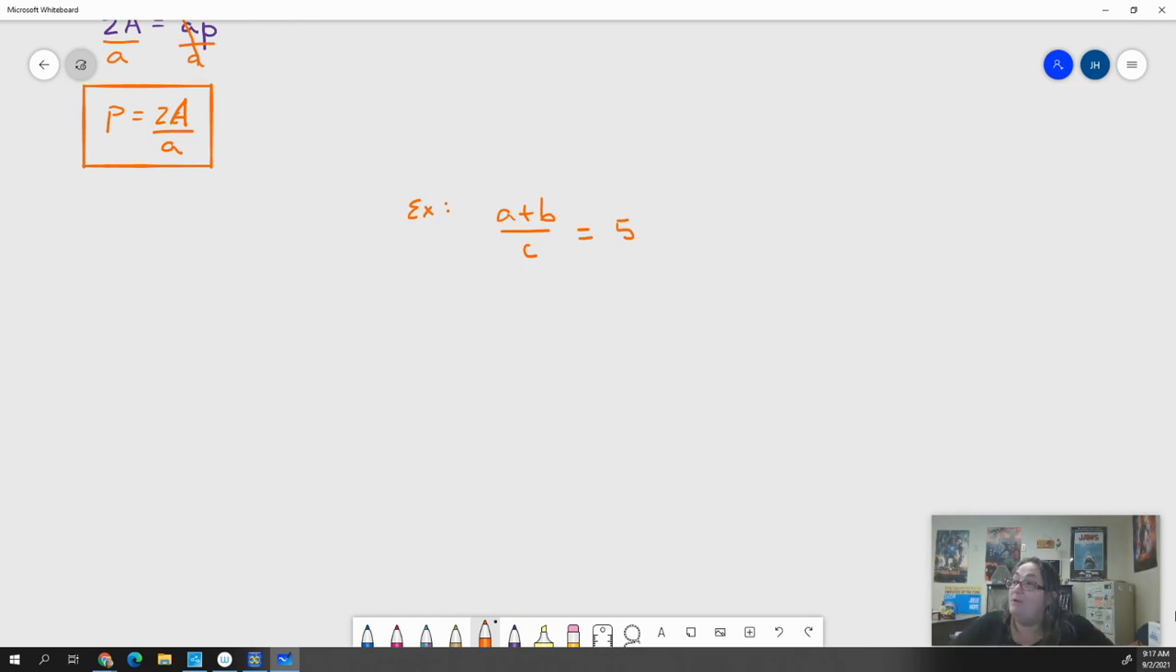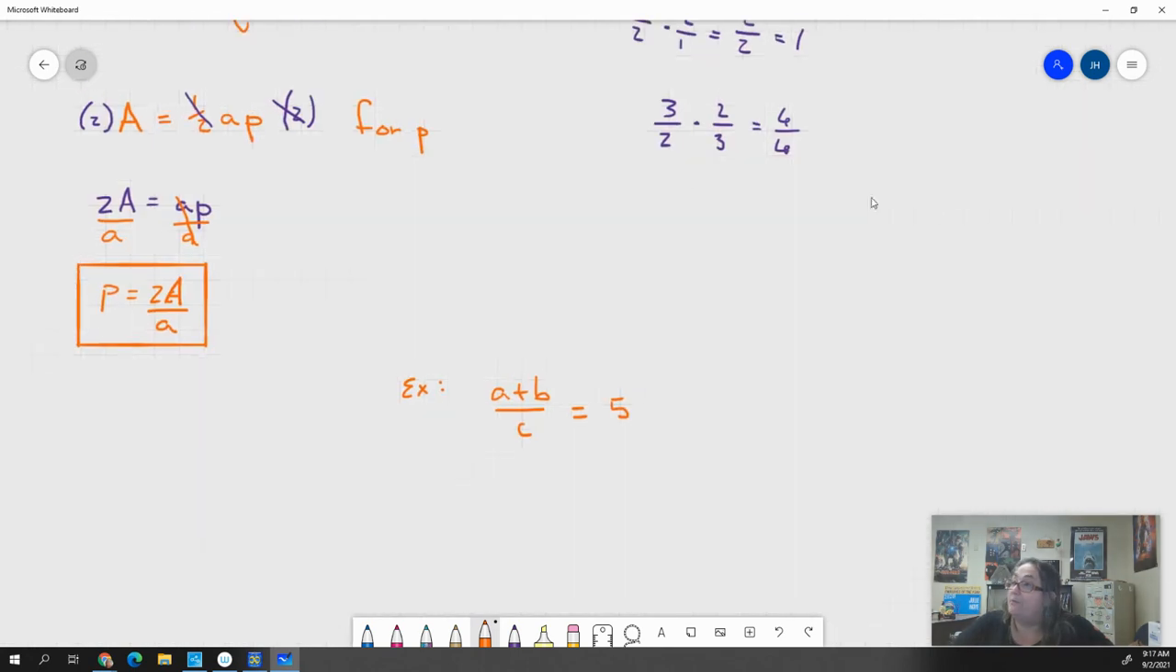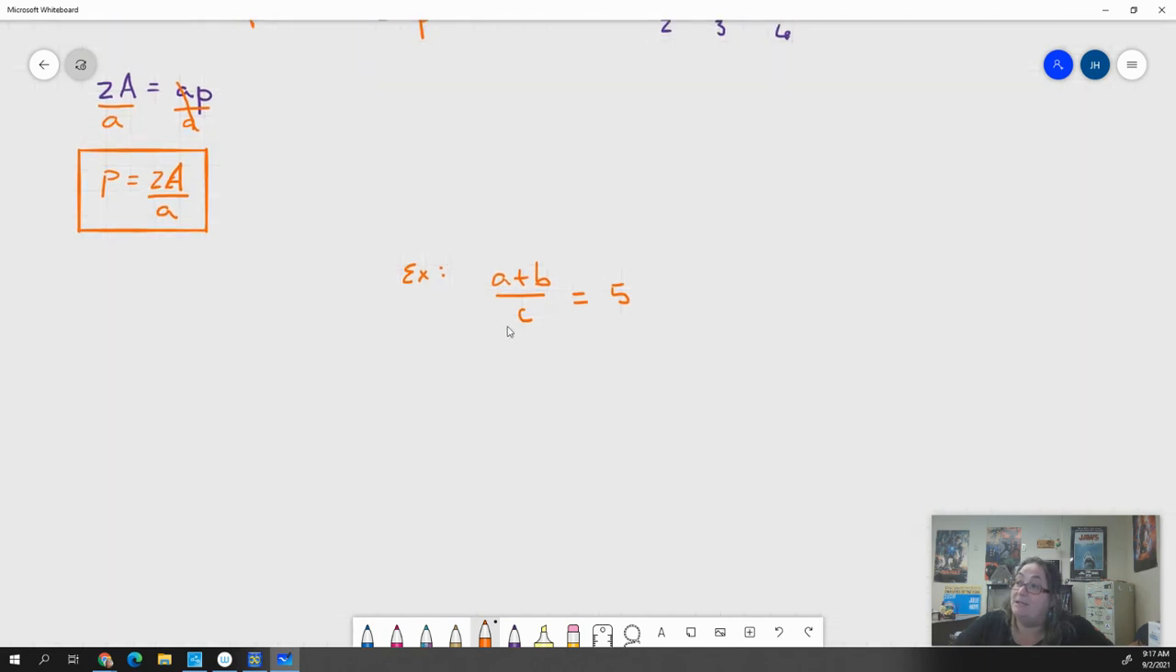Well, before when we had up here the 1/2 and we wanted to get rid of the 2, we just multiplied by 2, right? This is just a denominator, right? So if I multiply both sides by c, so if I multiply this top part by c, and I multiply this by c, right? Because I got to do it to both sides. These c's will cancel, right? Because it's just c over c. And I'm left with a plus b equals 5c.